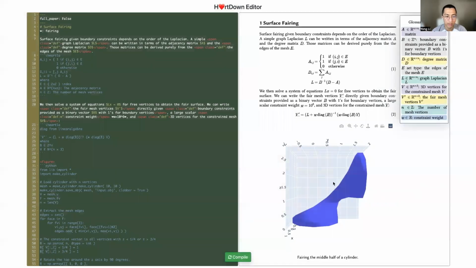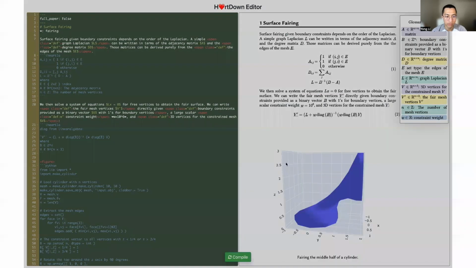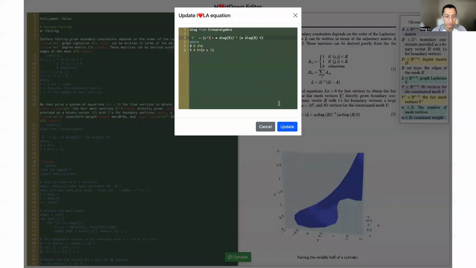The compiled math can be used to generate figures. Updating the formula will change both the math output and the figure.